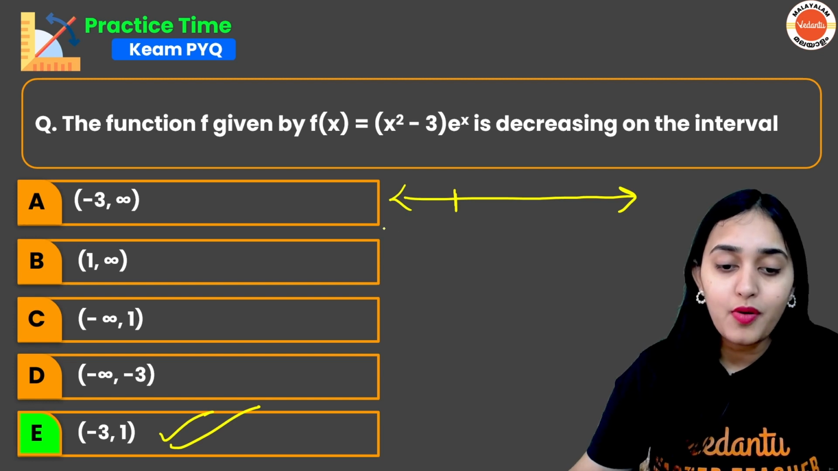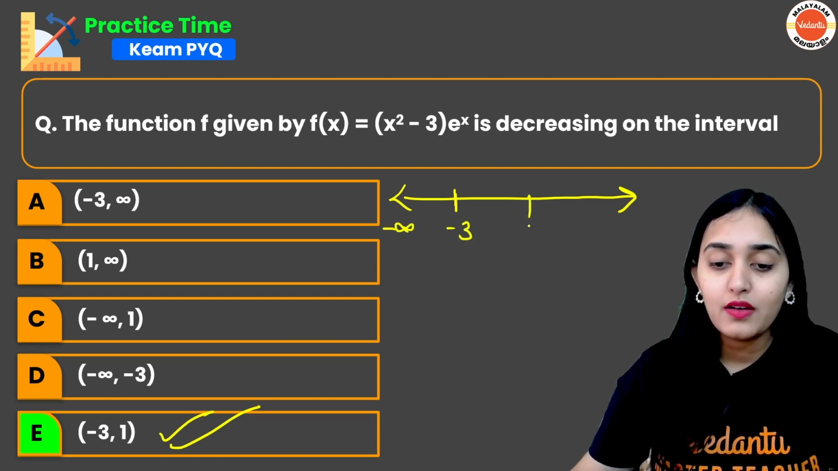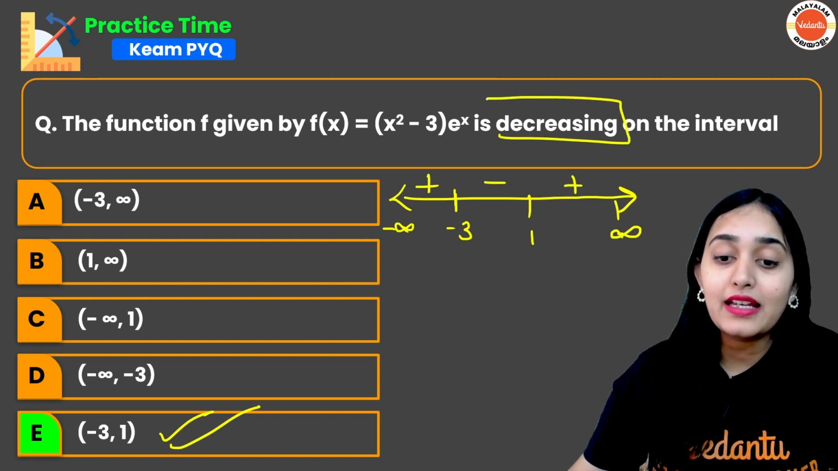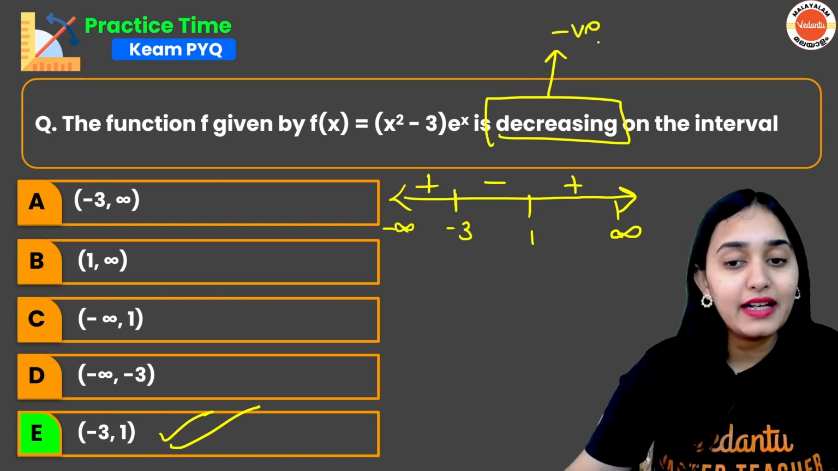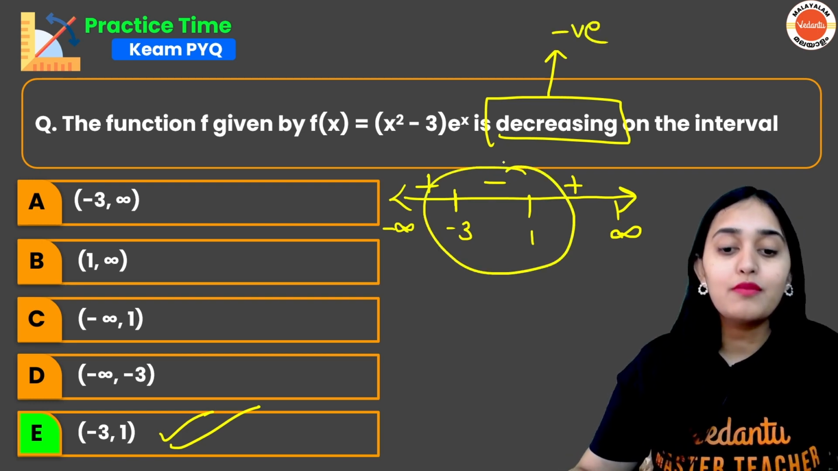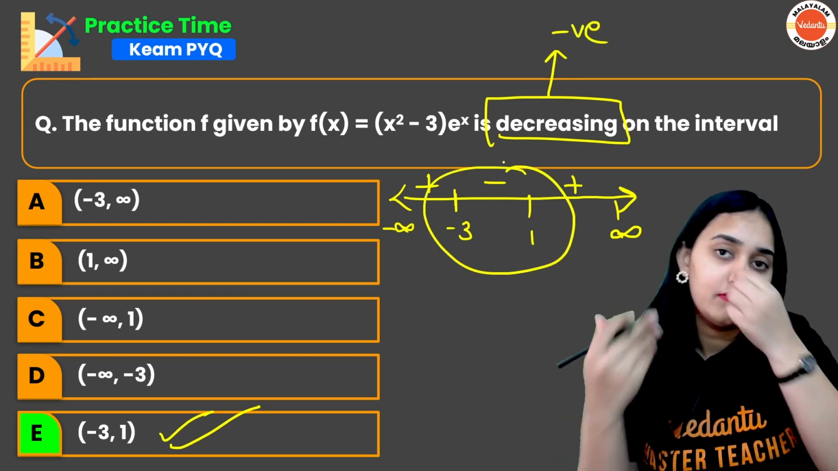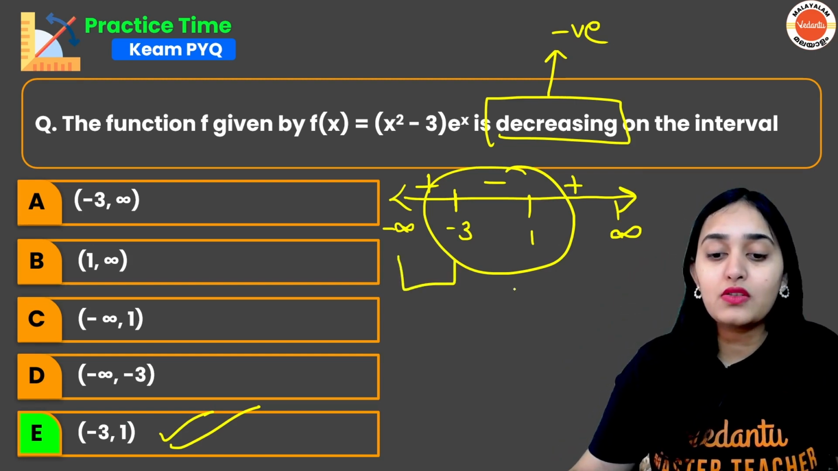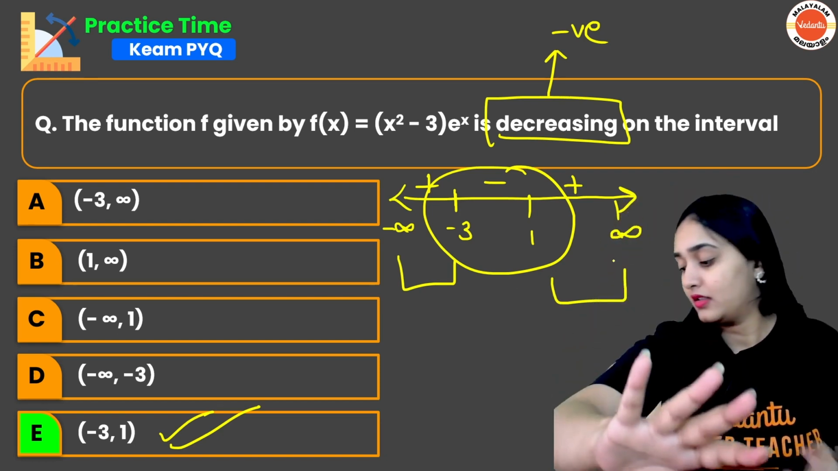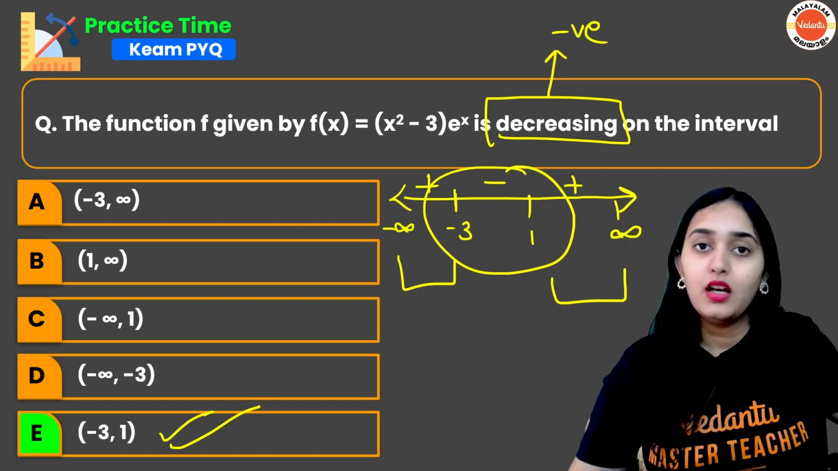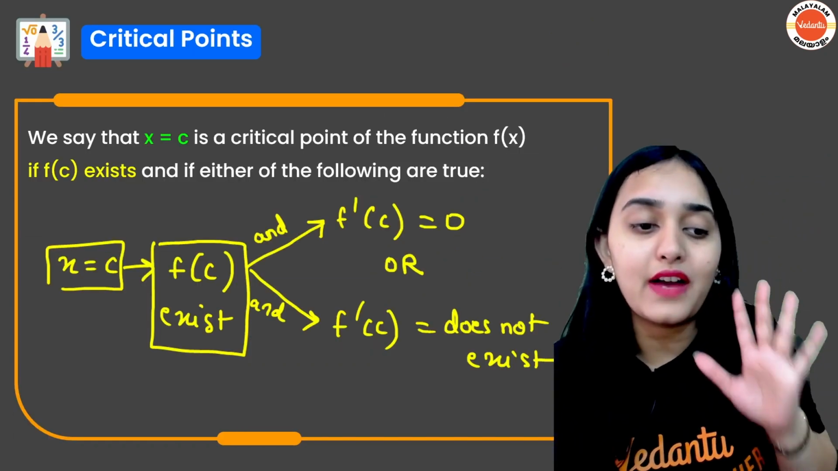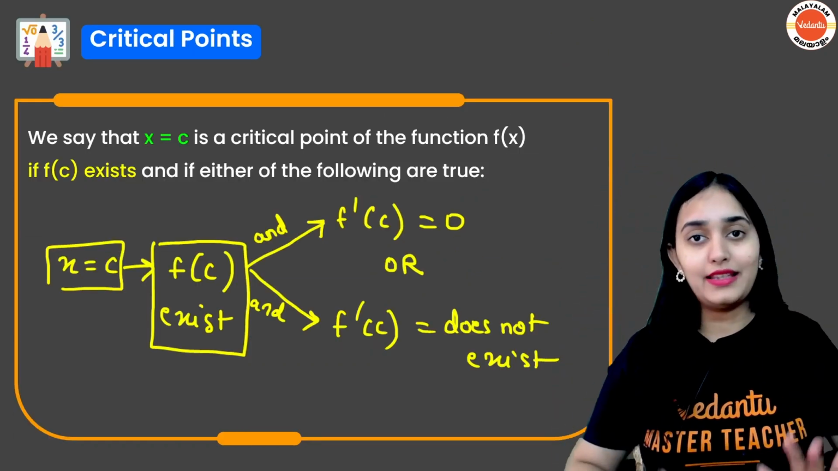Just plot the points like this, minus 3, 1 and infinity. This is positive, negative. Now, since they are asking decreasing, decreasing means negative. Where are you getting negative? Between minus 3 to 1. That is your answer. If they are asking increasing, it will be between this to this, increasing. That's your answer. Got it? Okay. So, increasing, decreasing function, you will get questions like this.